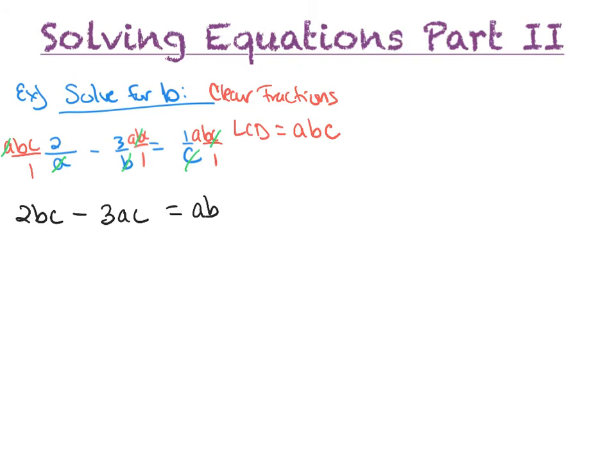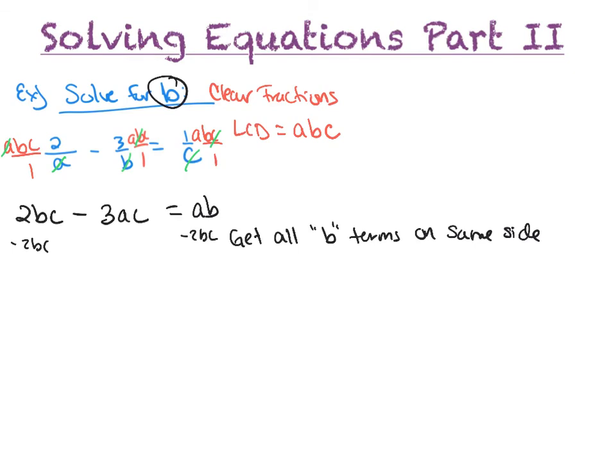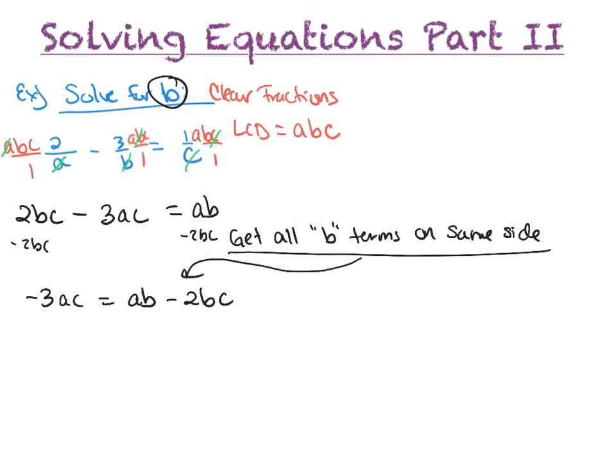Okay. One other thing to note when we're solving for b and we have other variables: I'm happy with the equation now because it doesn't have any denominators in it. But when I'm solving for B and we have other variables, you want to get all of your B terms on the same side. So let's subtract the 2BC from both sides. That way we have negative 3AC equals AB minus 2BC. So all of our B terms are on the same side.